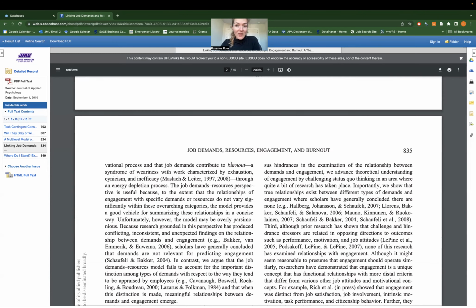or any other terms of interest. So here we see burnout is defined as a syndrome of weariness with work characterized by exhaustion, cynicism, and inefficacy. So this is something that you would use in your rapid evidence review.